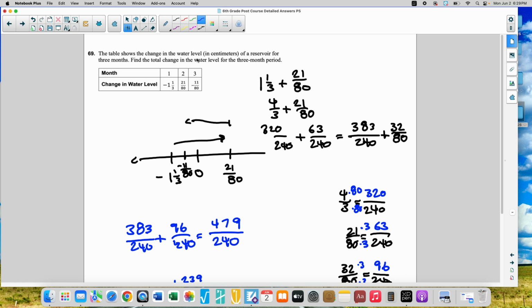Table shows the change in water level in centimeters of a reservoir for 3 months. Find the total change in the water level. Oh, I forgot one more. No, that wouldn't make sense either. How can you end up with a total change of negative? I don't know this question. And I forgot the initial change. That's the only thing I forgot. I should have probably done that one too. Oh, no, I didn't. Yeah, I did that change.